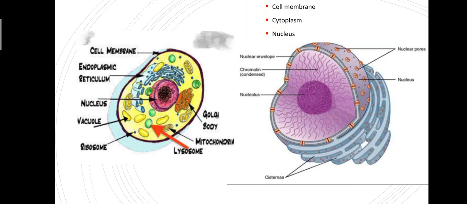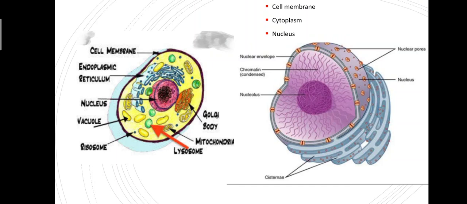Like a cell has a cell membrane, the nucleus has a nuclear membrane, which separates the nucleus from the cytoplasm. Then nucleoplasm: like the cell has cytoplasm, a jelly-like fluid, nucleoplasm is a dense fluid present inside the nucleus.